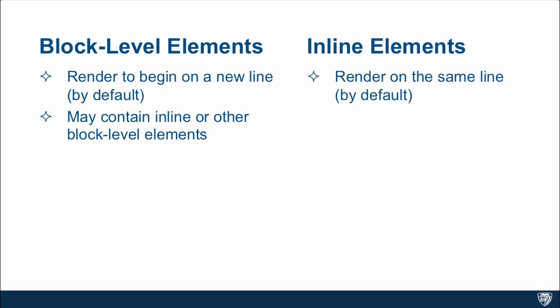This is in contrast to inline elements, which render on the same line by default. Again, you could change that, but by default it renders on the same line, which means if you put a whole bunch of inline elements next to each other, they will all go on the same line, as if there's no new line character present. Inline elements also have a restriction that they can only contain other inline elements. In other words, an inline element cannot have as part of its content a block level element.